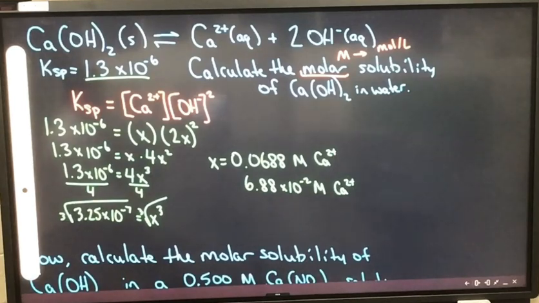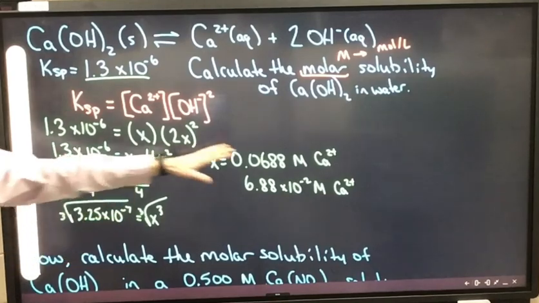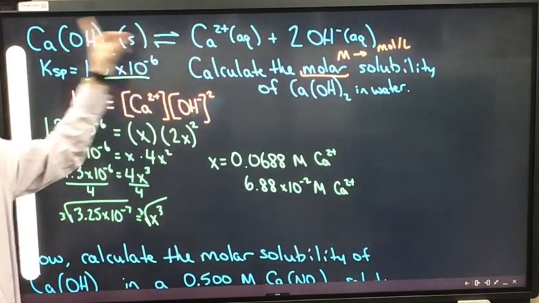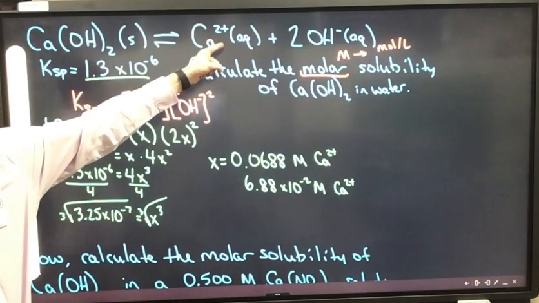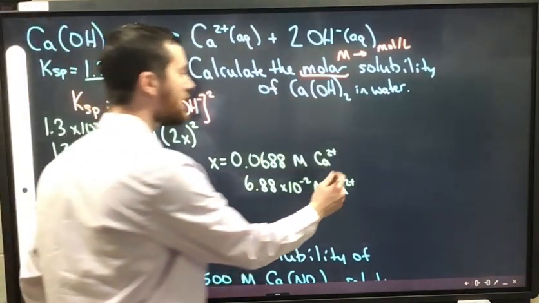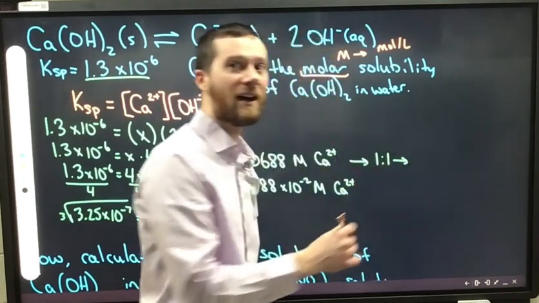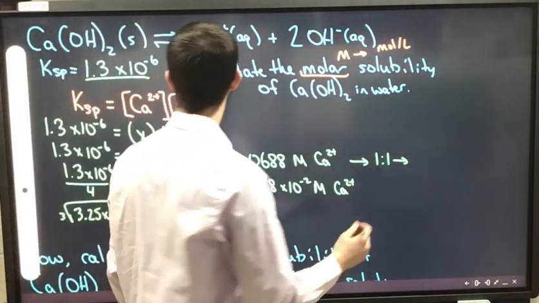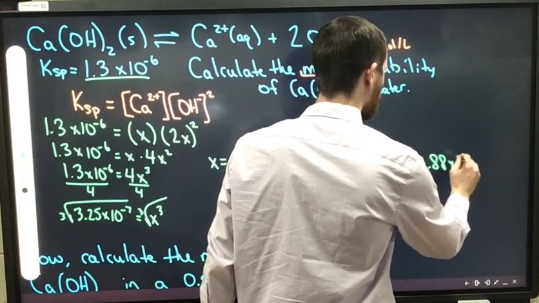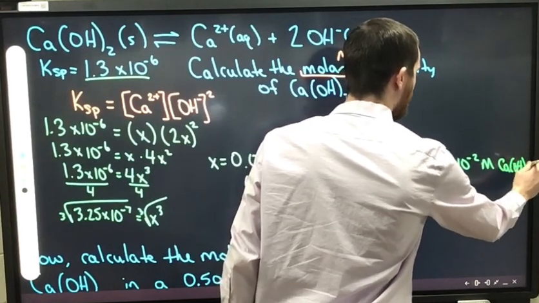That's not what the question was asking for technically though. The question was technically asking what's the molar solubility of calcium hydroxide, and you solved for how much calcium's in the water. Well, where did that calcium come from though? Just like we said, it's a 1-to-1 ratio. So for every calcium that appeared in the water, it came from the dissolution of the calcium hydroxide. So because it's a 1-to-1 ratio, this also provides the molar solubility of the calcium hydroxide. This is 6.88 times 10 to the negative 2nd molar calcium hydroxide.